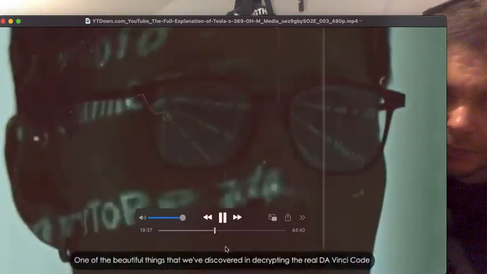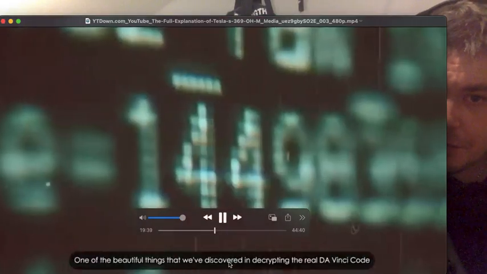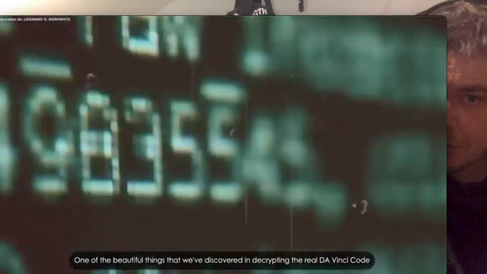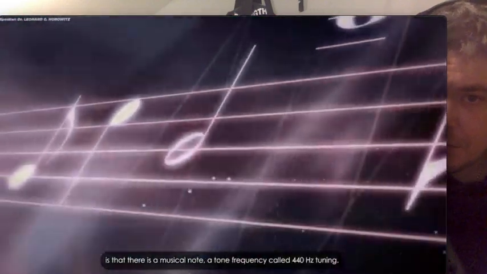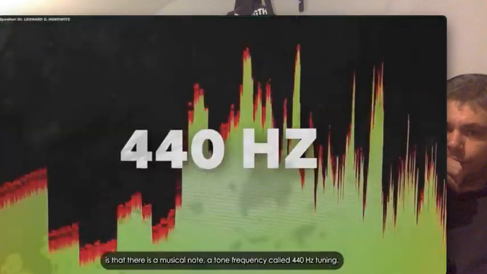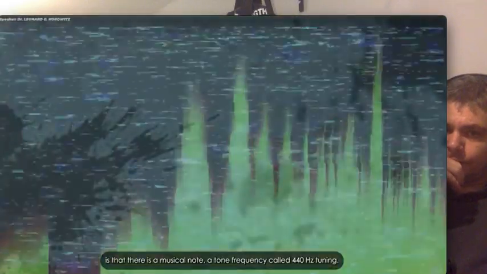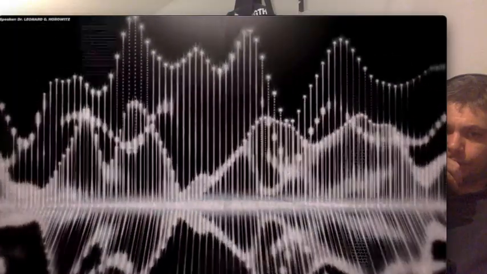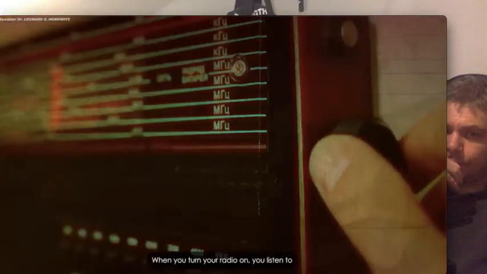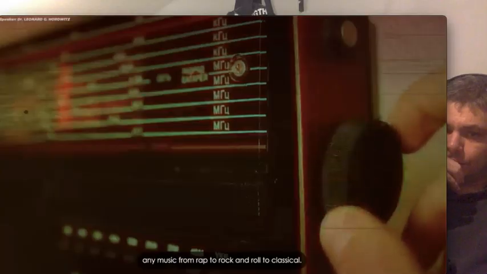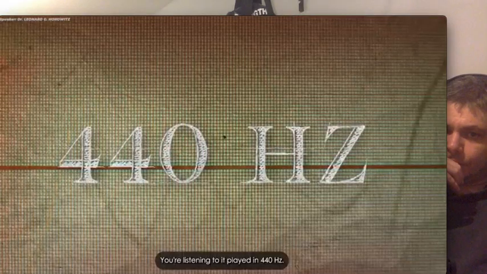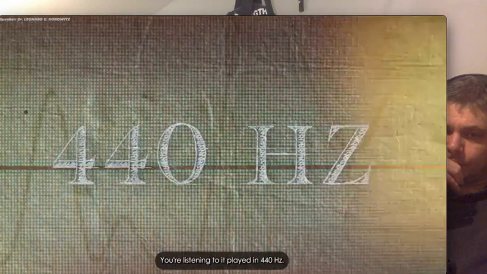One of the beautiful things that we've discovered in decrypting the real Da Vinci Code is that there is a musical note, a tone frequency called A440 Hertz tuning. That is the standard tuning. When you turn your radio on, you listen to any music from rap to rock and roll to classical. You're listening to it played in A440 Hertz.